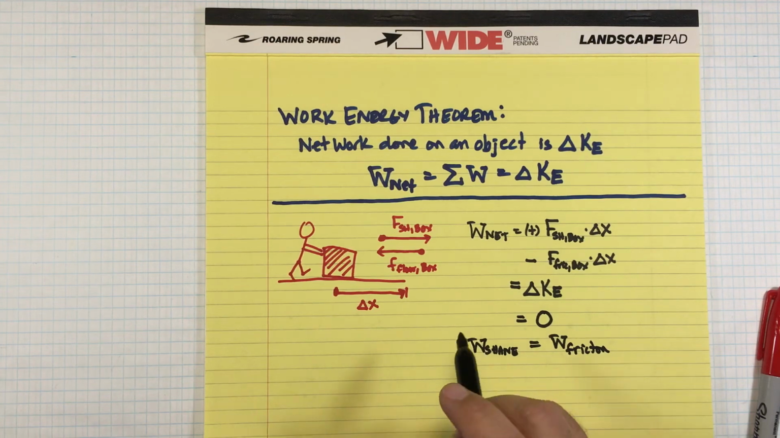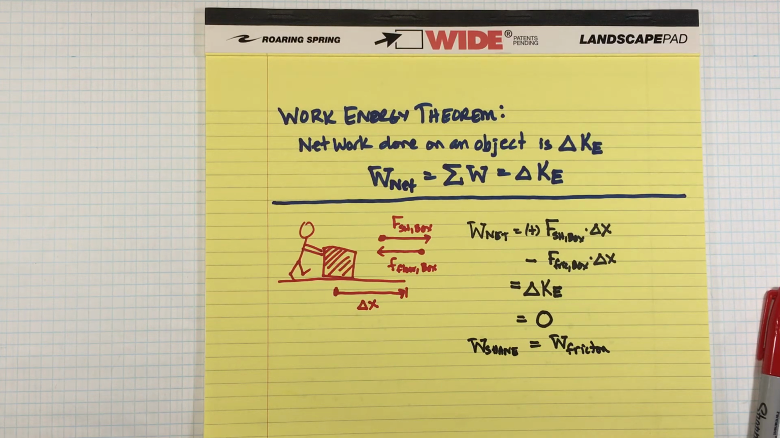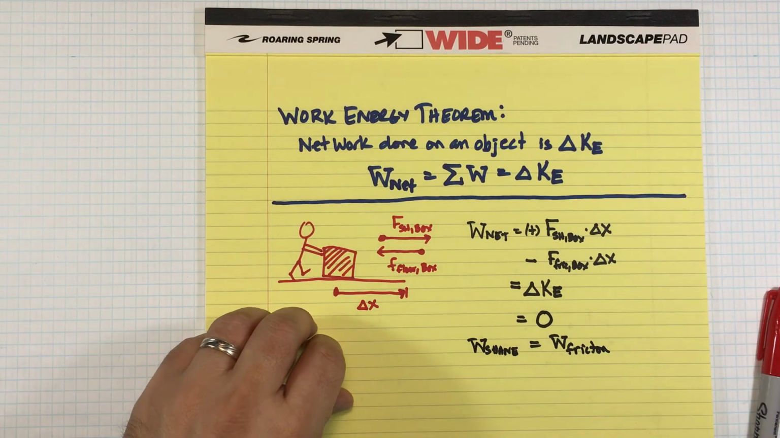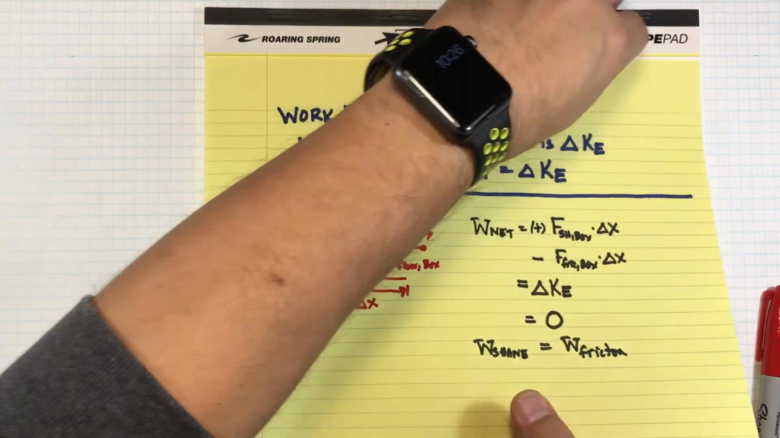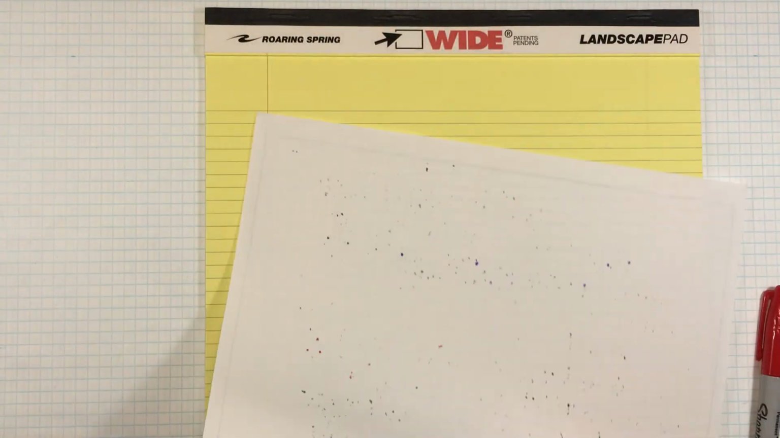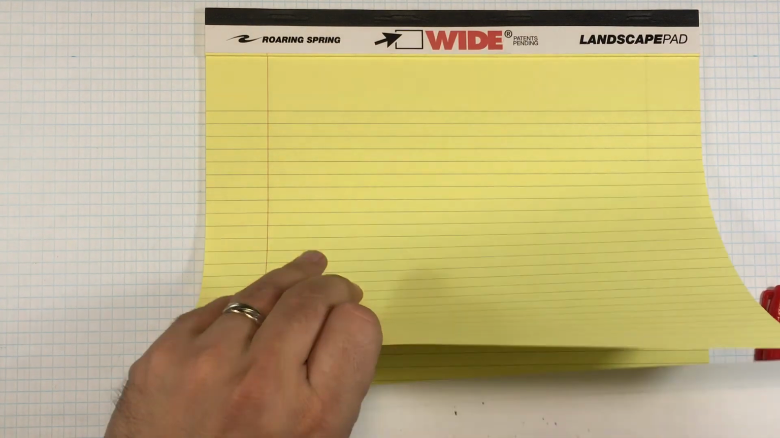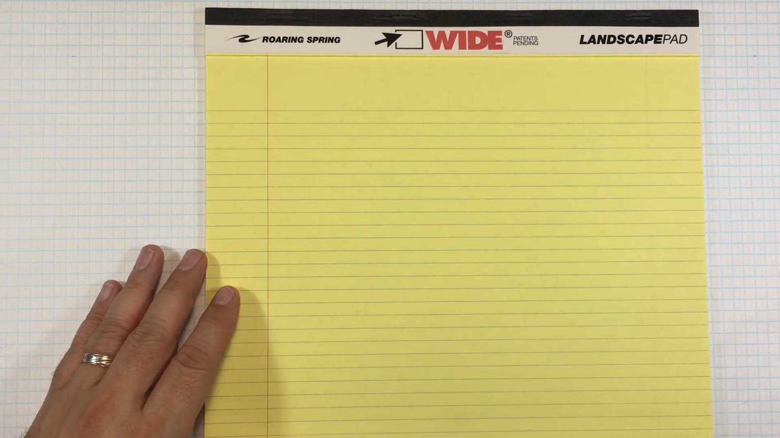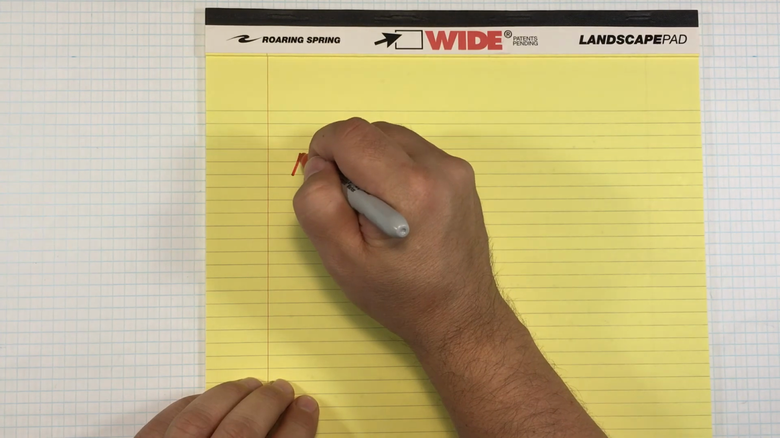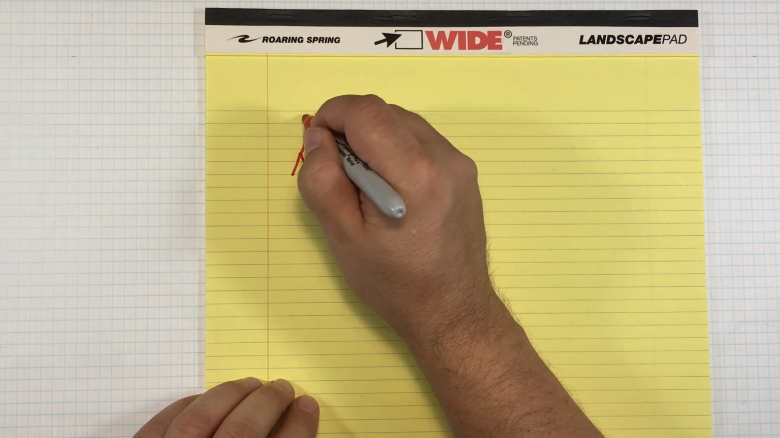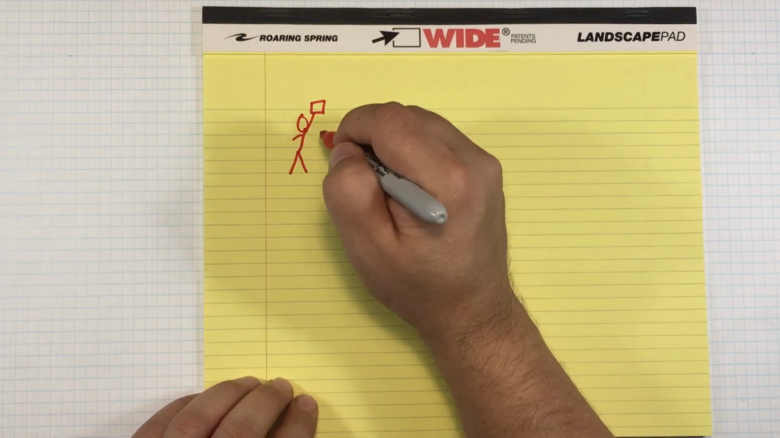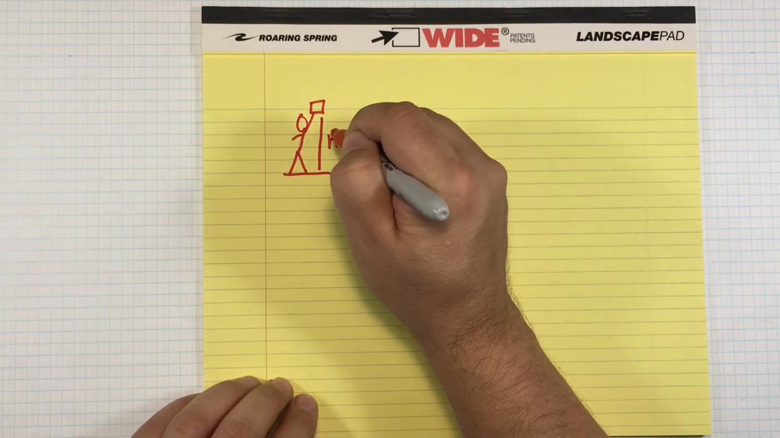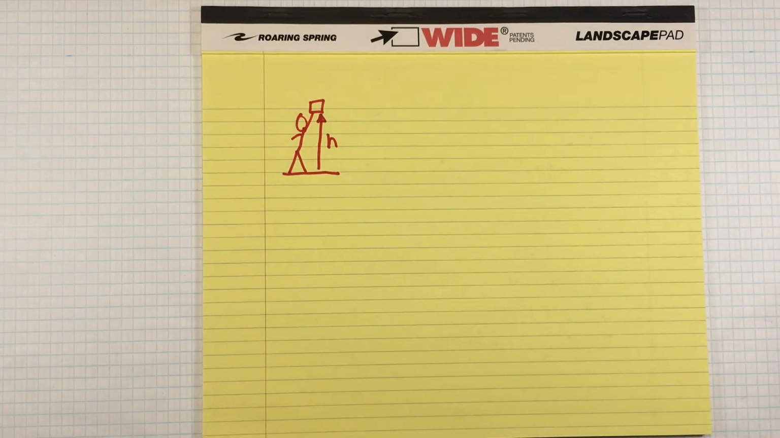So this is an example of how we use the work-energy theorem, but I think there's another cool example related to conservative forces that we should look at. Let's think about the case where I'm lifting the book over my head. Once again, we're going to ask what is the net work done as I take a book and lift it over my head, so it's raised up off the floor by some displacement h.